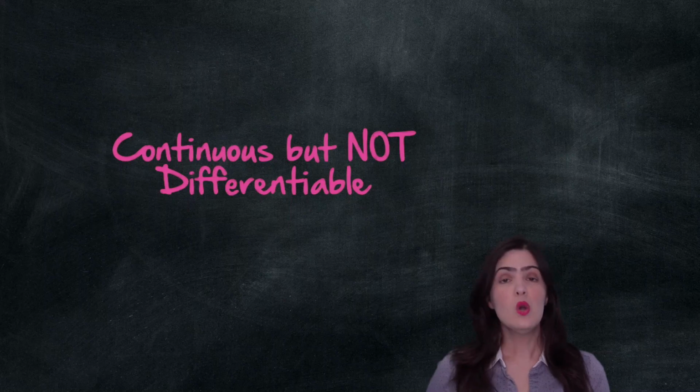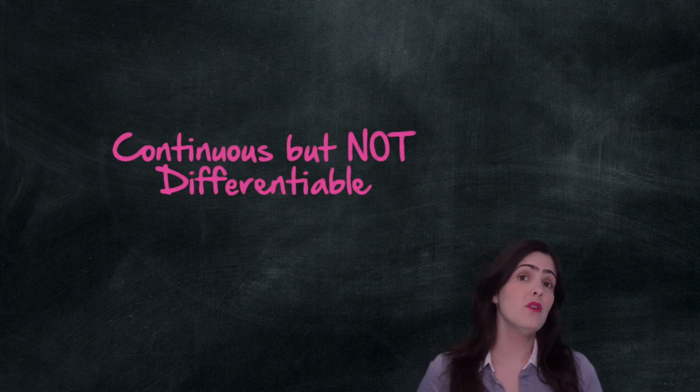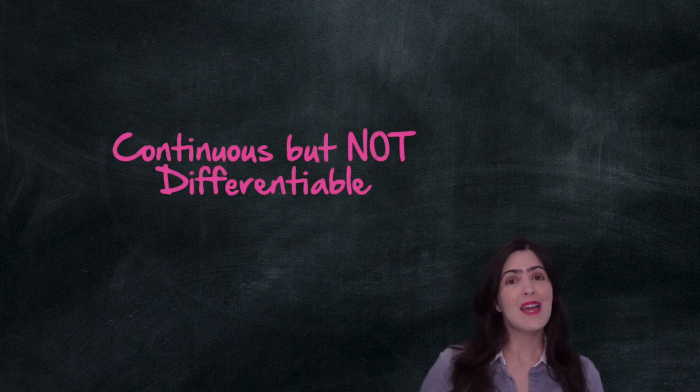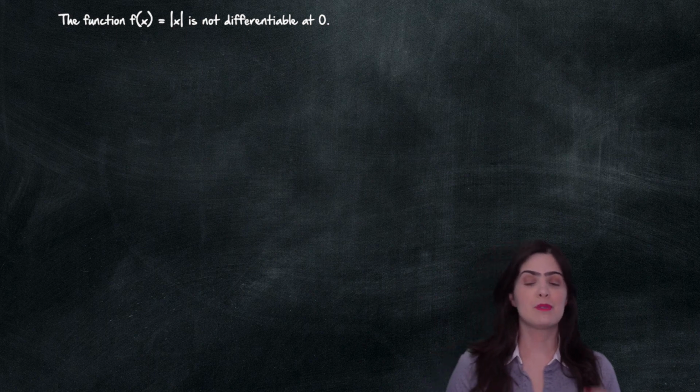In the previous video, we proved that if a function is differentiable, then it is continuous. In this video, we're going to see two examples that show that the converse is not true. So let's get started. First, we're going to look at the absolute value function.